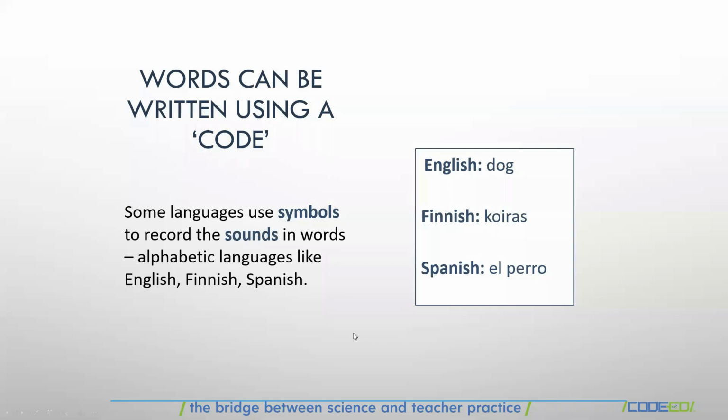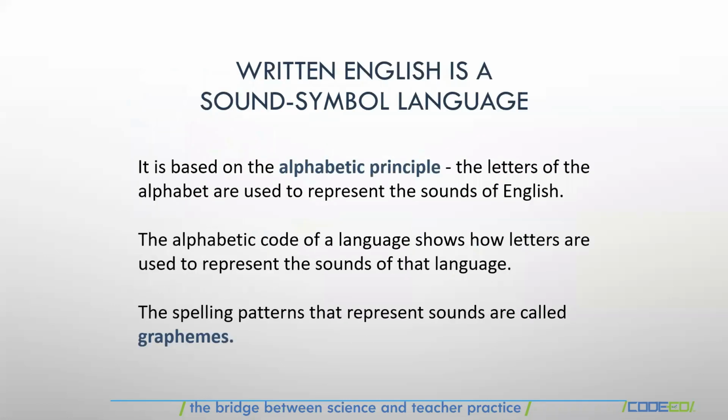So just because you know how to read one alphabetic language does not mean to say you'll be able to read another one. So written English is a sound symbol language. It's based on what is called the alphabetic principle, which is understanding that the words we say are made of sounds, and the letters of the alphabet are used to represent those sounds in English. The way we use those letters is what the code is. So the alphabetic code of a language shows how letters, alphabet letters, are used to represent the sounds of that language. And that can vary considerably across languages.